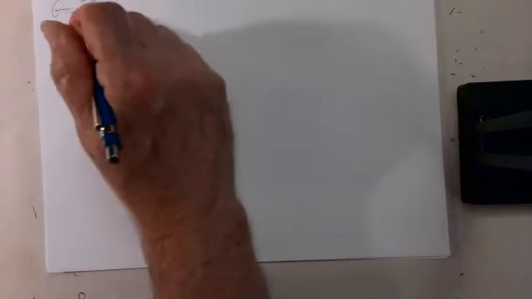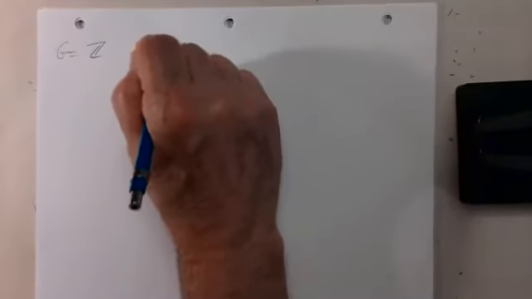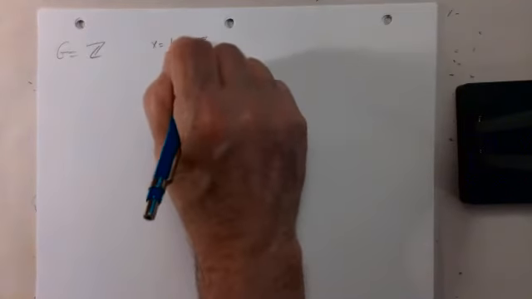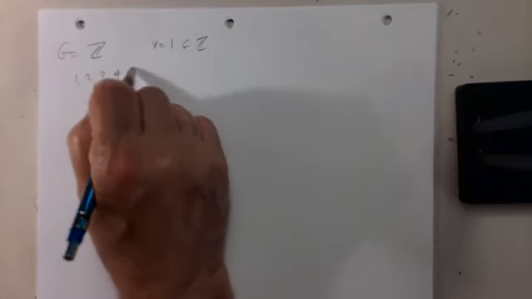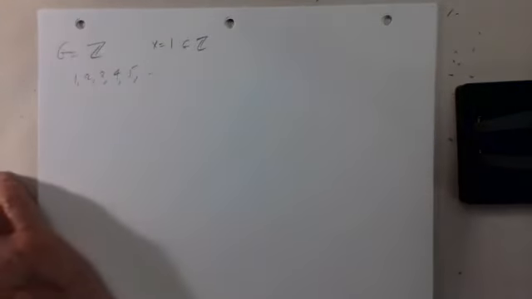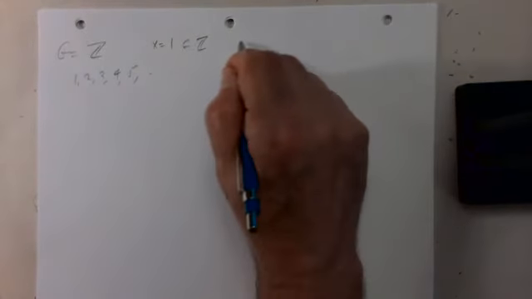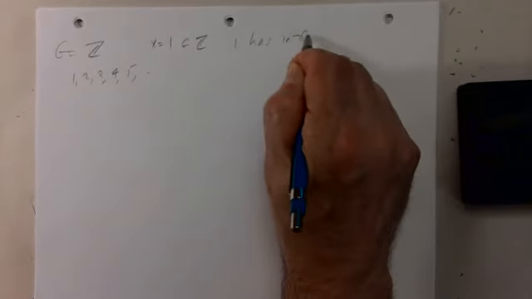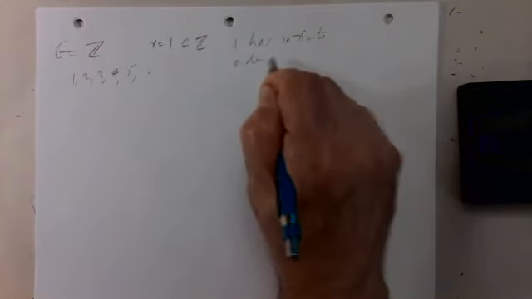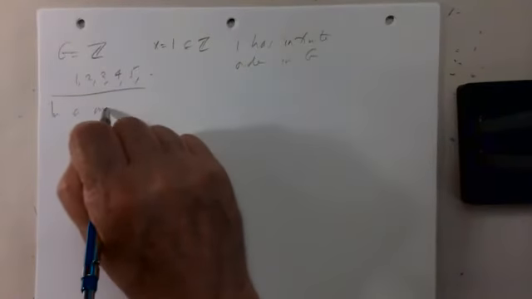Suppose we take G to be the additive group of integers, and let X be 1, just the number 1 in Z. So when you add 1 to itself, you get 1, 2, 3, 4, 5. When do you get 0? Well, you never get 0. So 1 has no finite order. We say 1 has infinite order in the group.